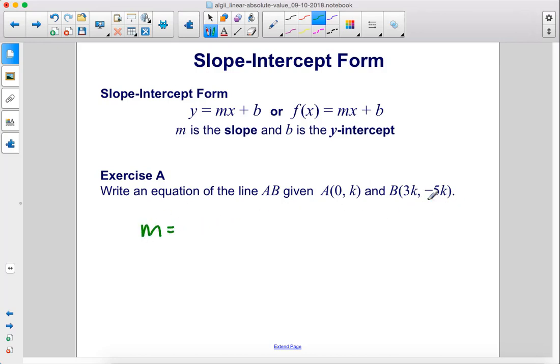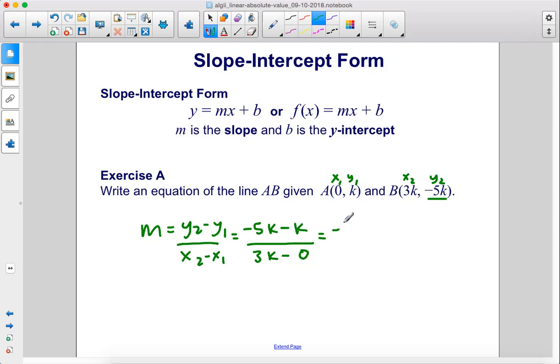So I'll label this x1, y1, x2, y2. So the equation for slope is y2 minus y1 over x2 minus x1. In this case, that would be -5k minus k over 3k minus 0. So that's -6k over 3k, or a slope of -2. So m equals -2.